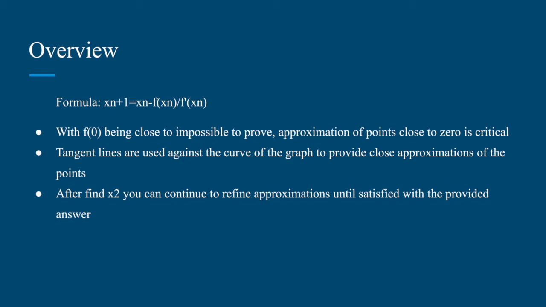Overview. With f of 0 being close to impossible to prove, approximation of points close to 0 is critical. Tangent lines are used against the curve to provide close approximations of the points. After x2, you can continue to refine approximations until satisfied with the provided answer.